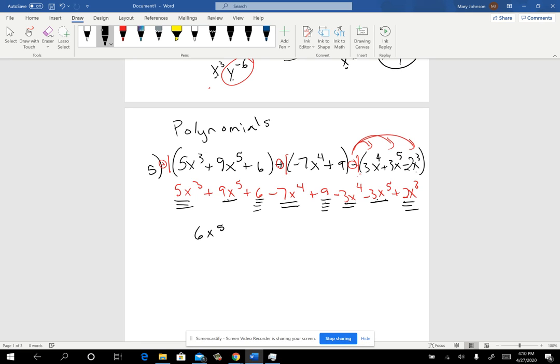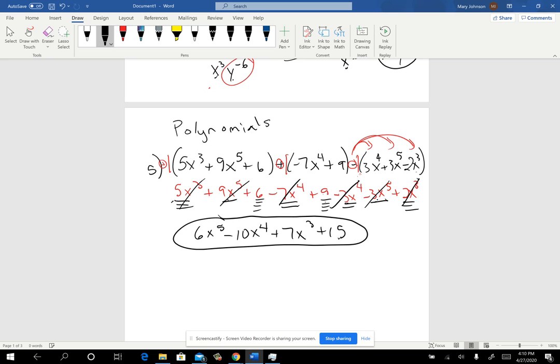And when I have that many terms, I might kind of knock them out when I'm done with them. Negative 7x to the fourth minus 3x to the fourth is minus 10x to the fourth. A 5x to the third and a 2x to the third would be 7x to the third. And then 6 and 9 is 15. Okay, and so you have this polynomial right here for your final answer on number 5.